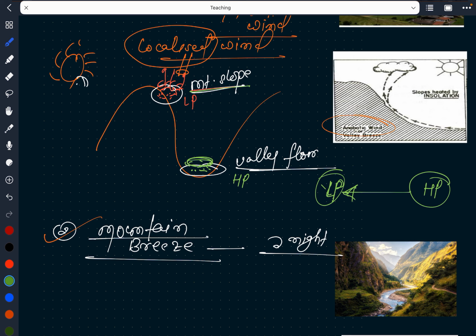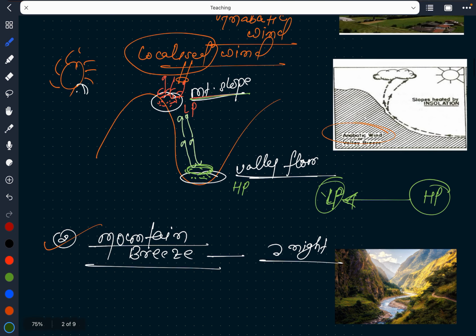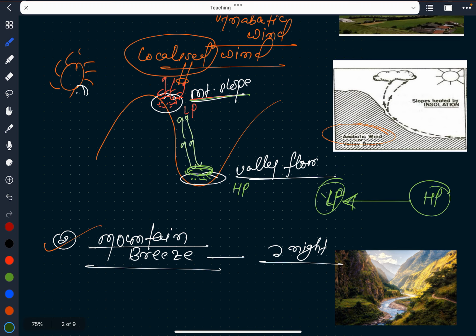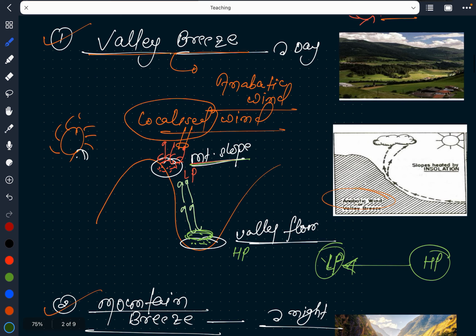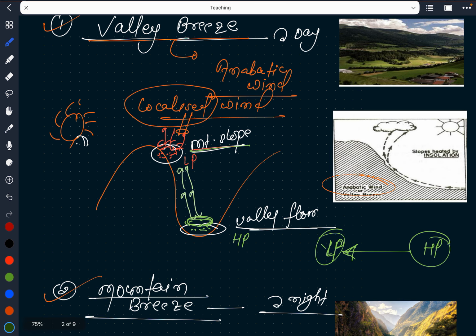It's clear. So what will happen? The air from the valley region will start slowly moving towards the mountain slope. It appears that the winds are coming from the valley region, because the direction of the winds is named from the place where it originates. Please mark my word. So we call it a valley wind or valley breeze. Breeze is simply a wind. So see in the diagram please.